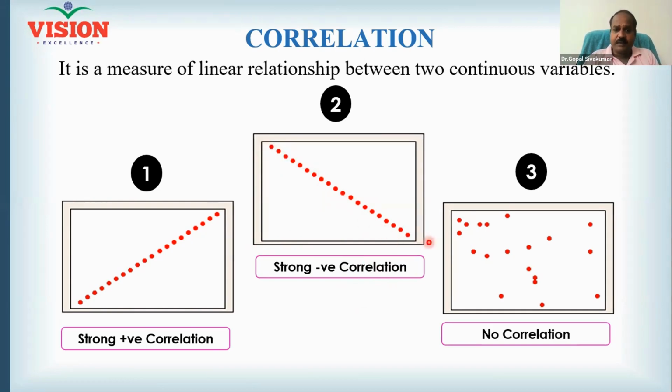Look at the third diagram. The points are completely scattered. I am not able to judge, are there any relationship between x and y? I am not able to judge whether my x is influencing y or not. I keep on increasing the x and y is behaving in its own manner. Now I will conclude there is no correlation.